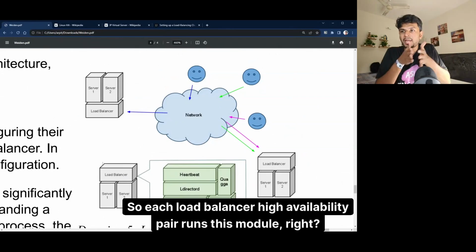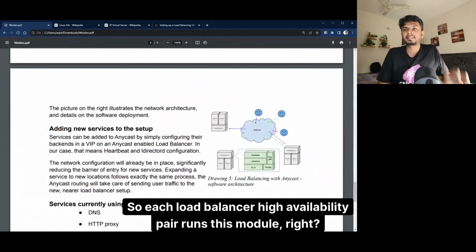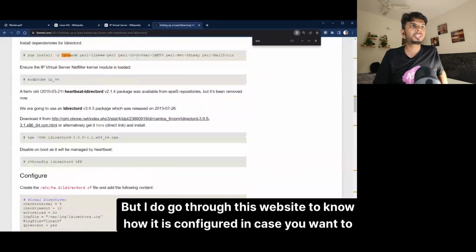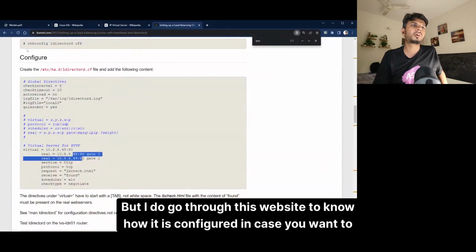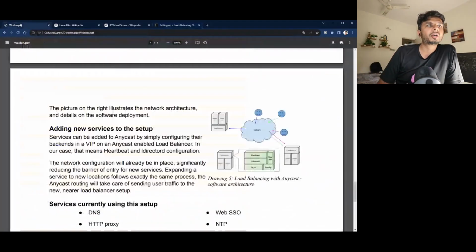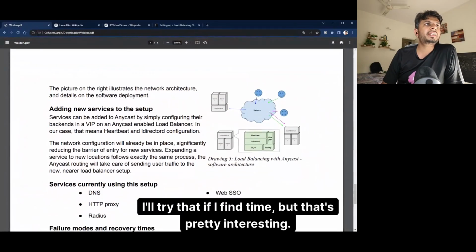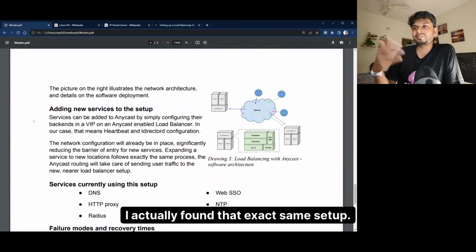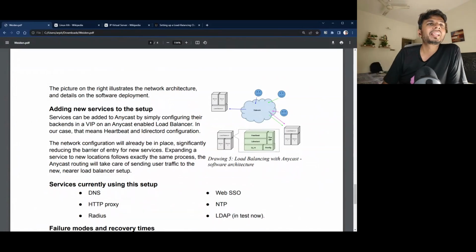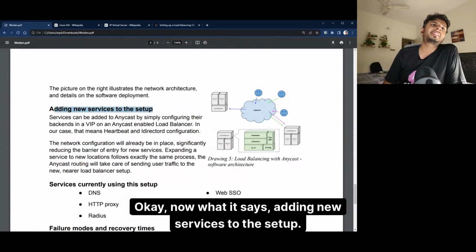So each load balancer high availability pair runs this module. I do go through this website to know how it is configured, in case you'd want to go very practical. I'll try that if I find time, but that's pretty interesting. I actually found that exact same setup there. Okay, now what it says.